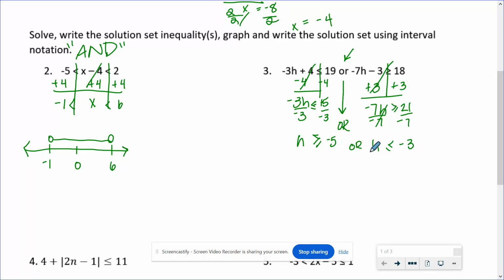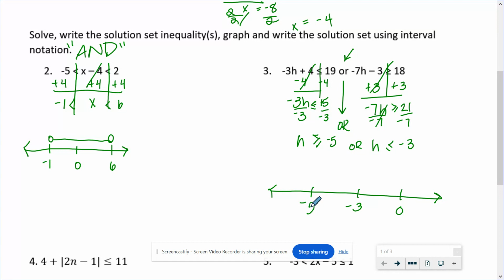So here's my final answer, or not. I'm not really sure until I go ahead and make my graph. I mean, it looks like it's the final answer, but there's always the possibility that it could change when I look at it in its graphed form. So let's put 0 here, -3, and -5.